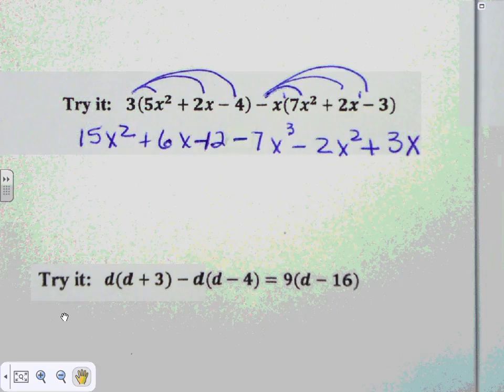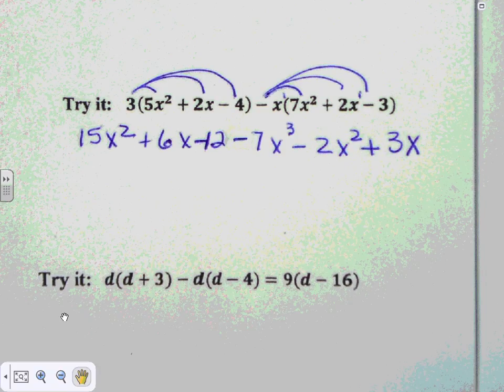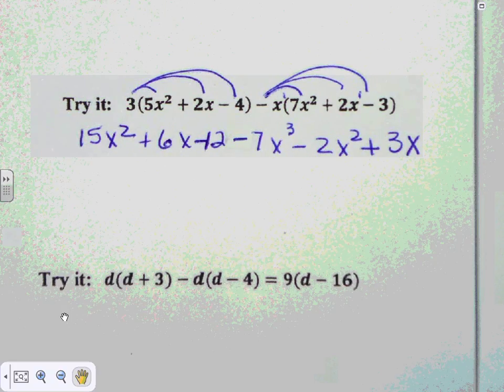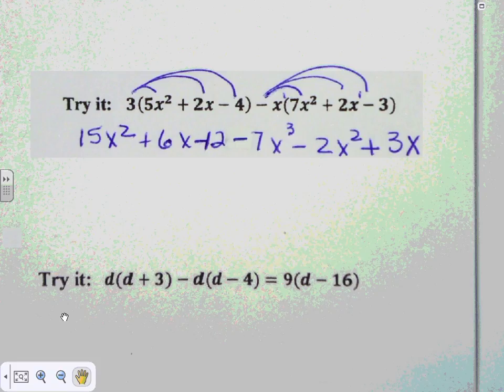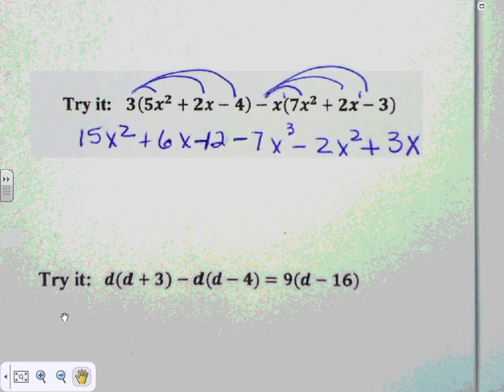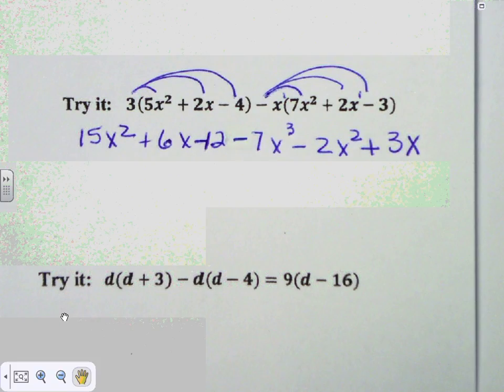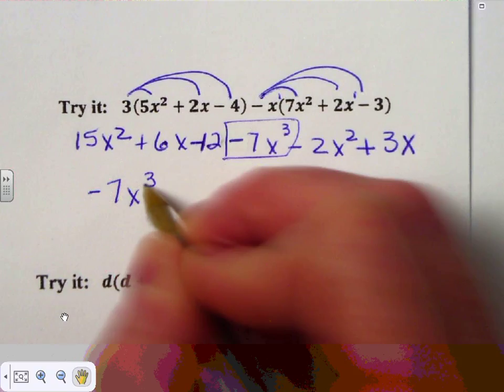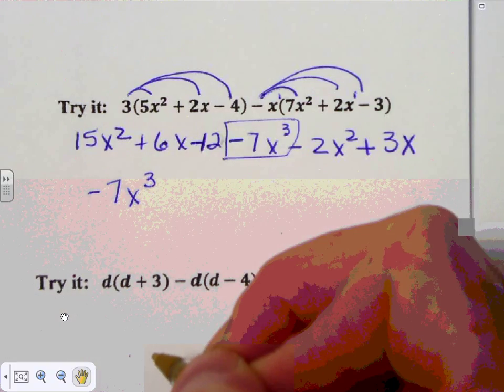Okay. Order matters. Combining like terms and order matters. So if order matters, let's start with the biggest exponent that you see. A 3. So that has to be out in front. Okay? So that is going to lead us off. I don't have any other x to the third powers.